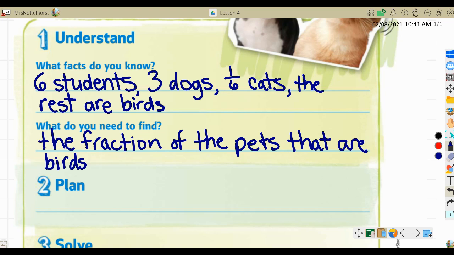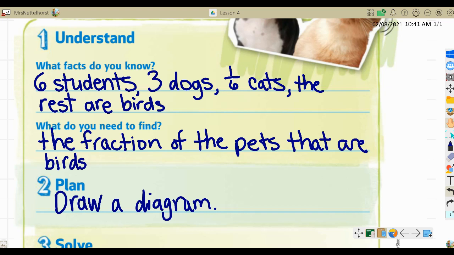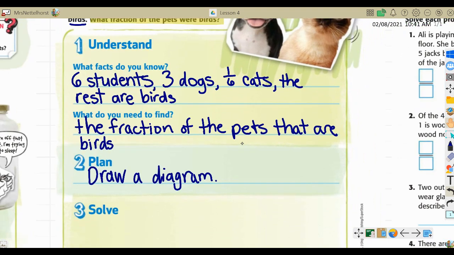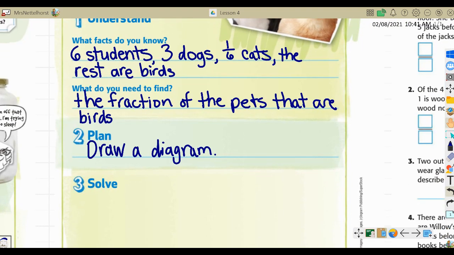Okay, so here's my plan. I'm going to draw a diagram because that's what we're learning to do. Ooh, messy writing. Draw a diagram is sort of a complete sentence. It's like a command, so I will take that. Okay, so now I'm going to solve it. I'm going to make this a little smaller. It's going to bring in our other pages, but I need to be able to see my numbers. So I'm going to solve it by drawing an array, basically.